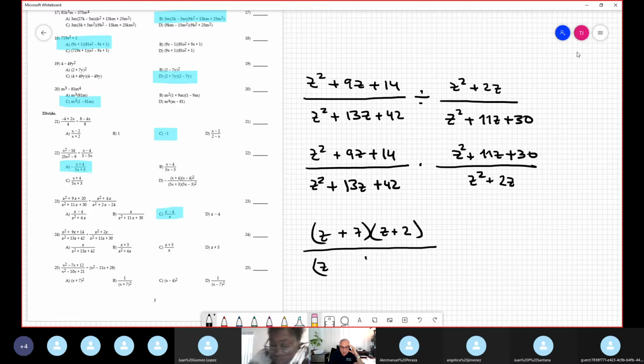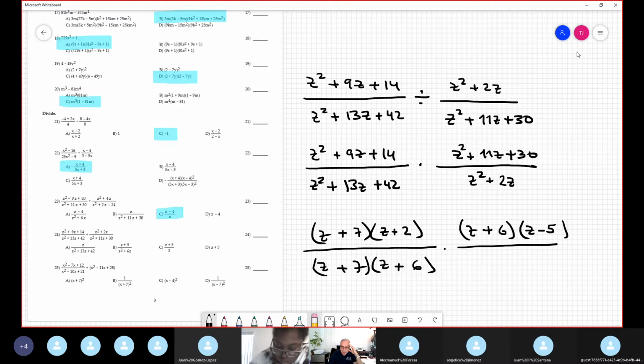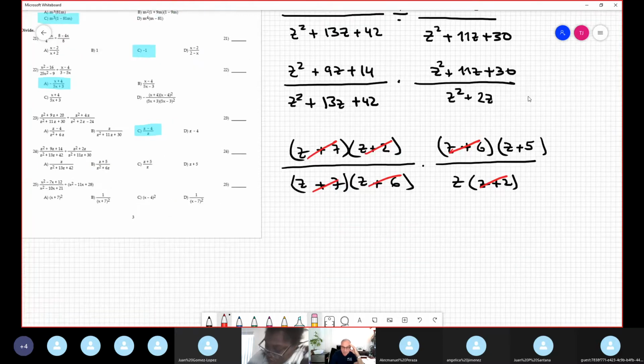This is C. This is 7 and 6, plus plus, because 7 times 6 is 42, and 7 plus 6 is 13. Okay. This is C. Is 6 and 5, plus plus. And this is C plus 2. Wow. C plus 2 is cancelled with this. C plus 7 is cancelled with that. C plus 6 is cancelled with that. Stay alive only C plus 5 in the top.